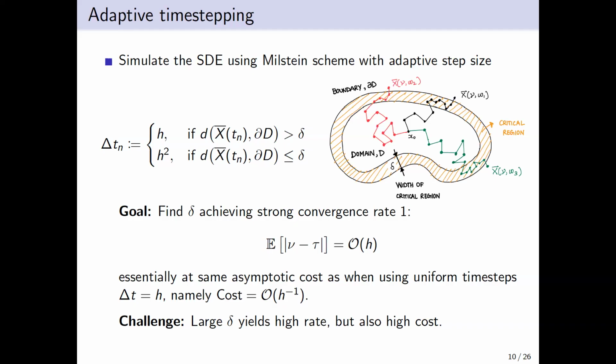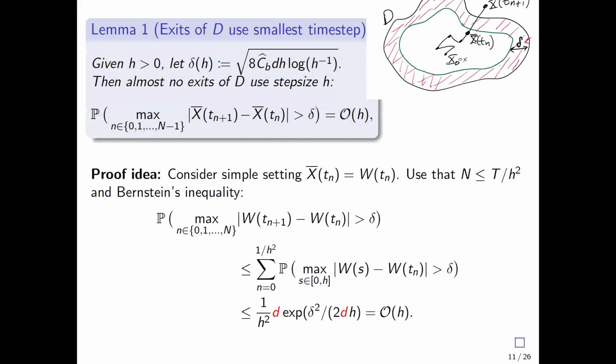So what I'm saying is that we want to improve the strong rate from 1/2 now to order 1. And I don't want to increase the cost over the cost of a uniform time step method. And the uniform time step method, when I have a finite time horizon, would have the cost of order h to the -1. So the challenge is now to find a suitable value of delta to achieve this. Okay, so how should it be chosen?